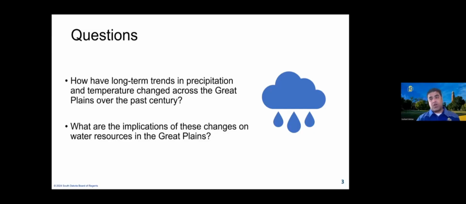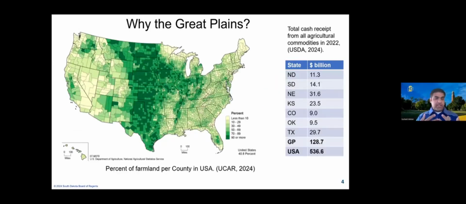So my second question for the talk today is, what are the implications of these changes on water resources in the Great Plains region? I am talking very specifically about the Great Plains region, so why am I choosing this specific region, not the entire US? The reason is that the Great Plains region is very critical for US agriculture, and this slide highlights two key things about why it is so important. First, look at the map on the left, which shows the percent of farmland per county across the US. As you can see, the Great Plains, particularly states like Nebraska, Kansas, South Dakota, and North Dakota, are shaded in the darkest green.